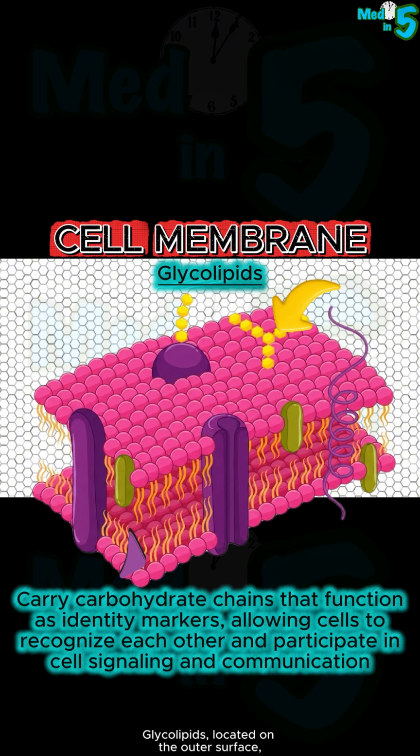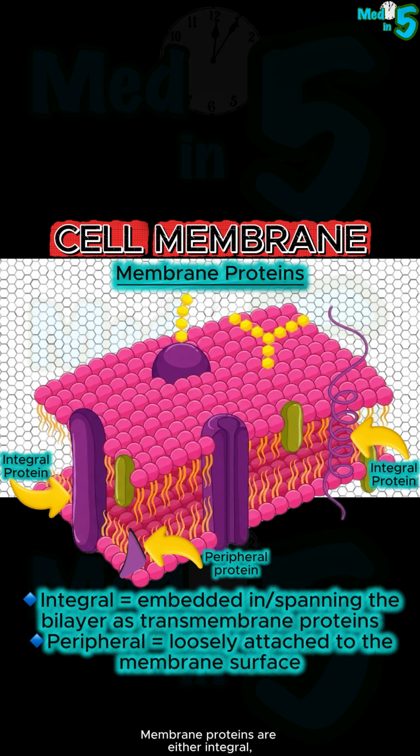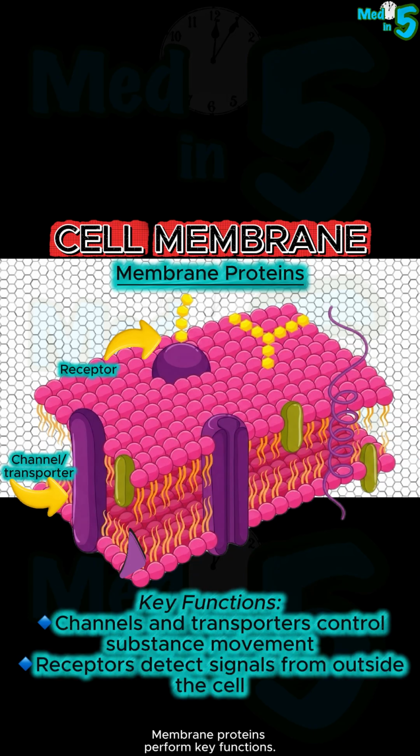Glycolipids, located on the outer surface, carry carbohydrate chains that function as identity markers, allowing cells to recognize each other and participate in cell signaling and communication. Membrane proteins are either integral, embedded in and often spanning the bilayer as transmembrane proteins, or peripheral, loosely attached to the membrane surface. Membrane proteins perform key functions.